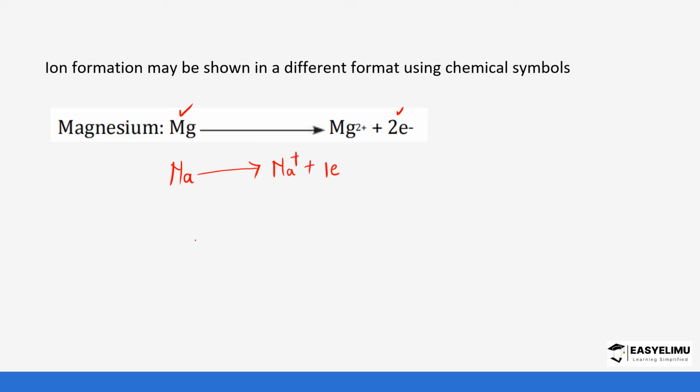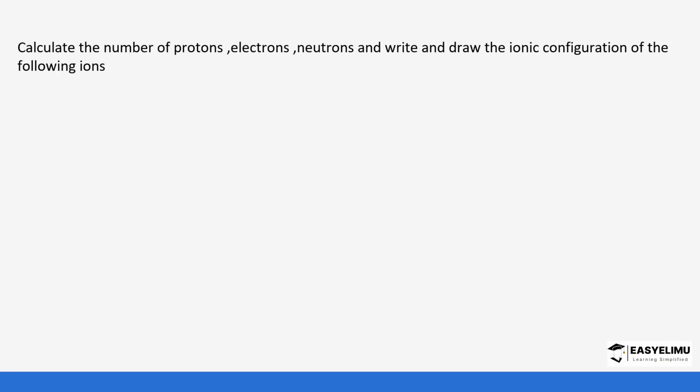If we look at calcium, which loses 2 electrons, it is going to be calcium with a 2 plus. If we do aluminium, which loses 3 electrons, it's going to form aluminium 3 plus. So this is another way of forming the equation and showing the ion formation of these atoms. So let's do a few questions.